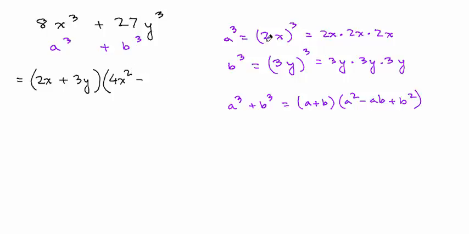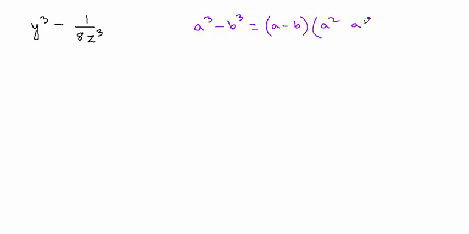minus ab. a is 2x, b is 3y. If you multiply these two, you get 2 times 3 is 6, x times y is xy. Plus b squared. b is 3y. So if you multiply 3y with itself, you get 3 times 3 is 9, y times y is y squared. So this is the factored form of this expression.